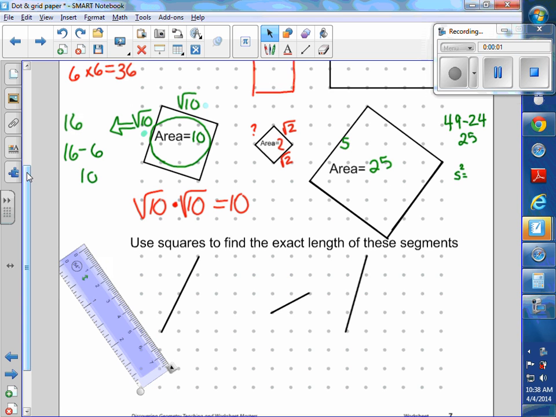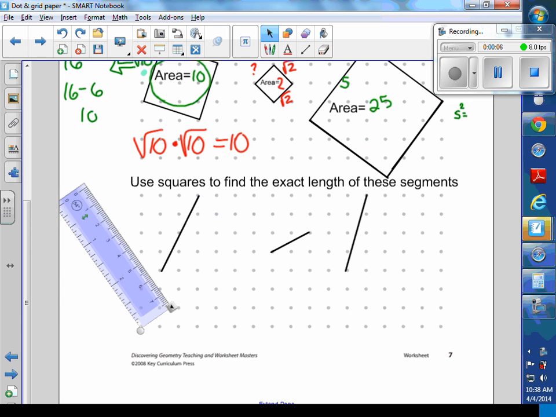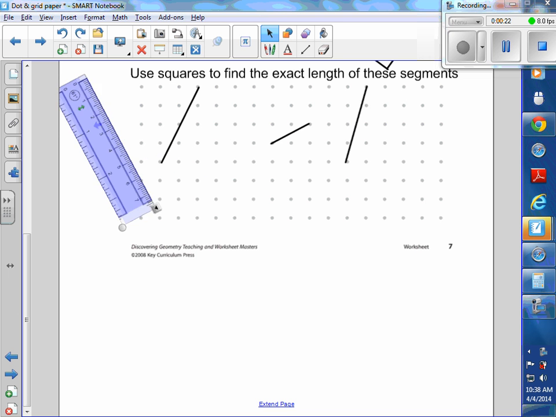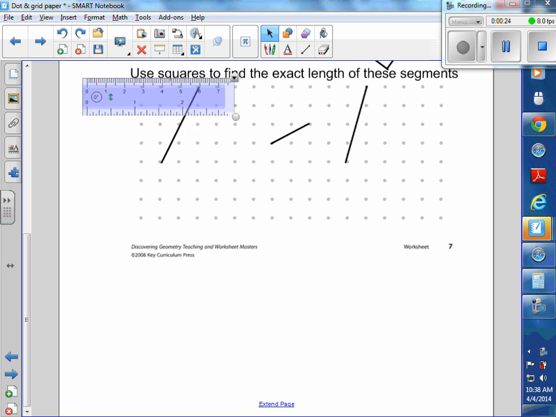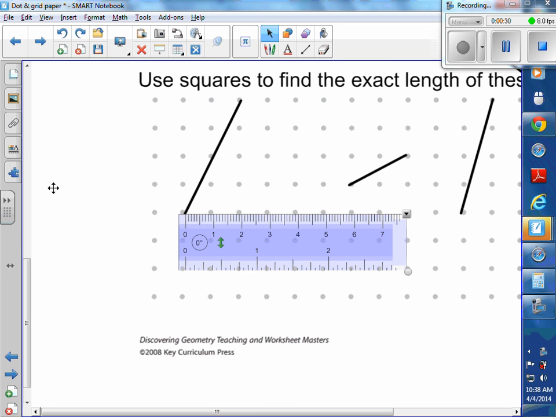We're moving on to estimating square roots using squares. And now we're going to just build squares. In other words, the goal is if you're given a line segment, you should be able to estimate the length of it using square roots without a ruler. But with the ruler, it's nice to at least believe your work makes sense. So I am going to use a ruler, and you guys can do the same.